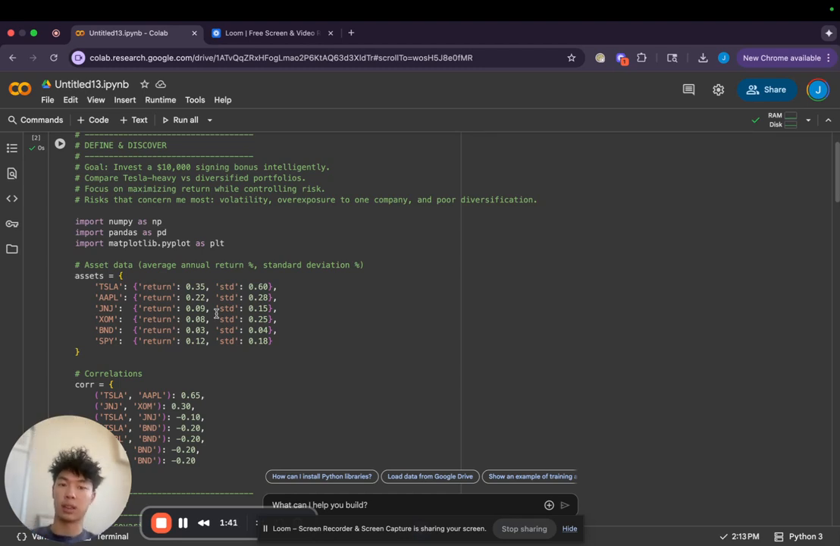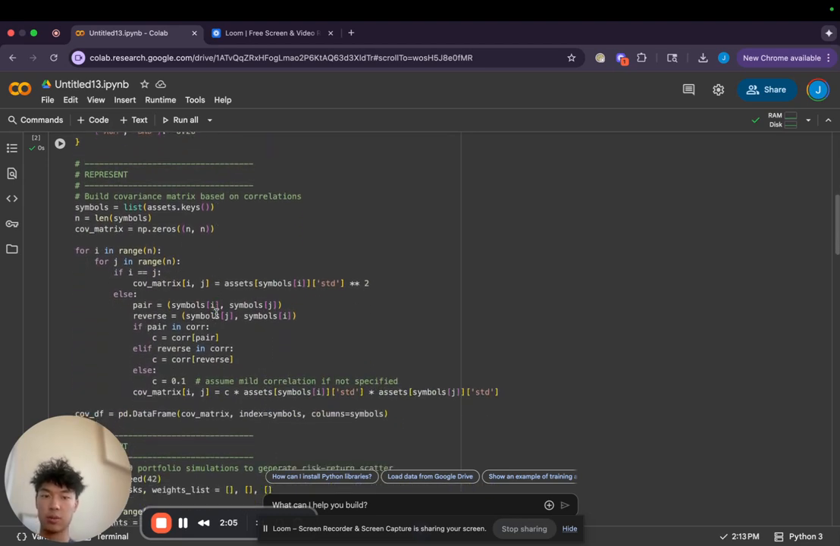And the key to making these numbers work is how they move together. So I also defined correlations. Tesla and Apple move somewhat in sync with a correlation of 0.56, while Tesla and bonds are negatively correlated at negative 0.2. The negative link is what diversification thrives on.